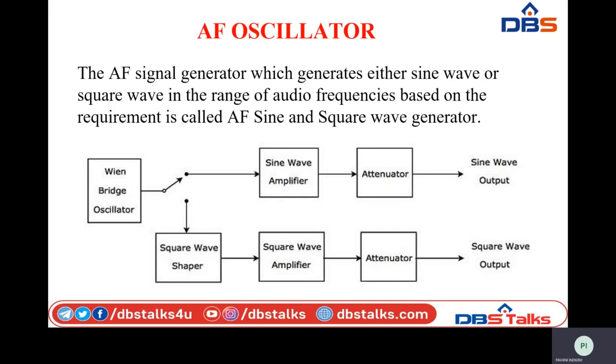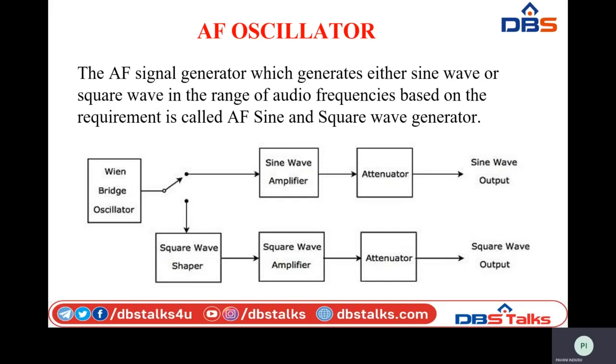The Wien-Bridge oscillator is capable of delivering signals in the range of audio frequencies. That is why it is suited for an AF oscillator. At a particular resonant frequency fr, whose value is fr equal to 1 by 2 pi RC, the capacitor plays a very important role. By altering the capacitor value, we can alter the frequency of the output signal of the Wien-Bridge oscillator. At a particular frequency only, the Wien-Bridge oscillator is able to deliver this signal.